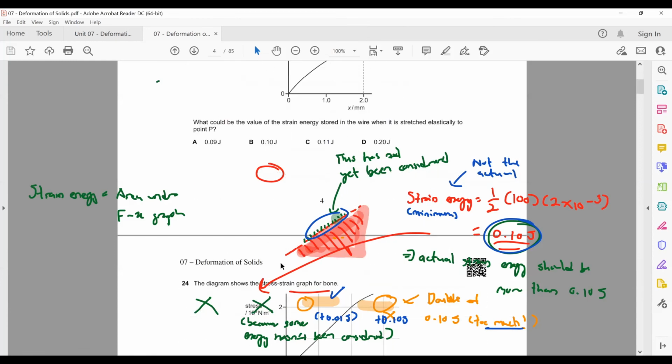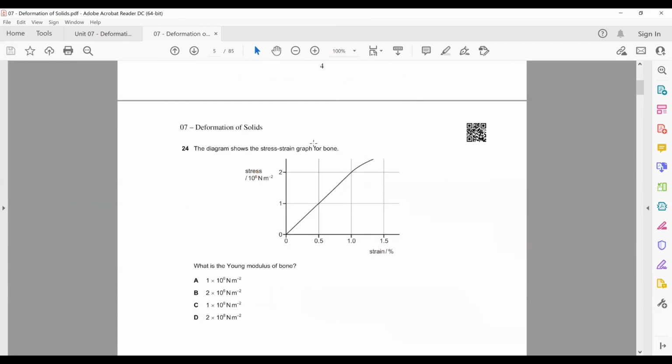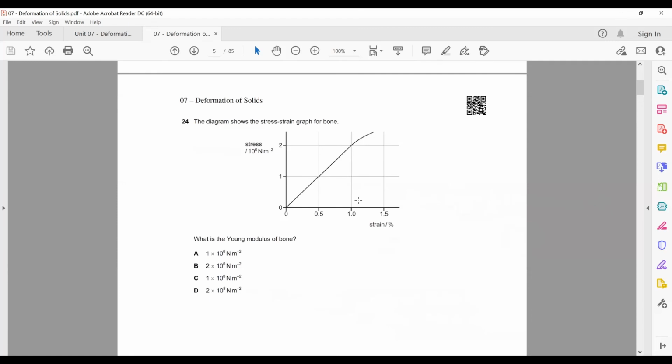Then I'll move on. Okay, so I clear all whatever you have here. Okay, now this one here, the diagram shows the stress strain graph for bone. What's the Young's modulus of bone?